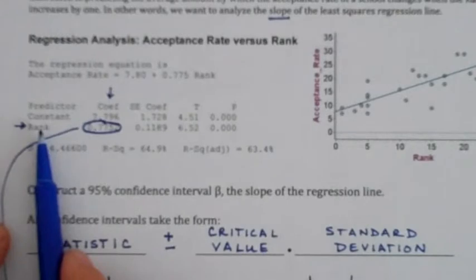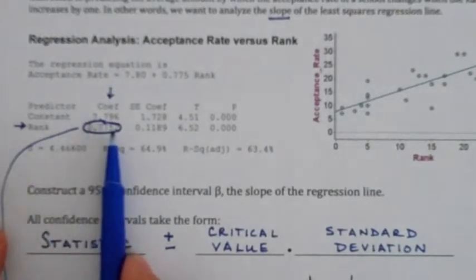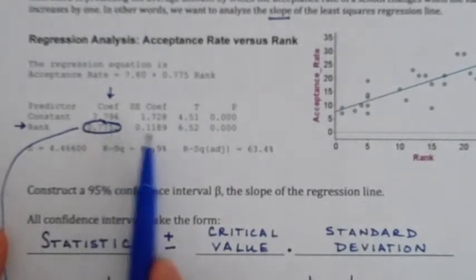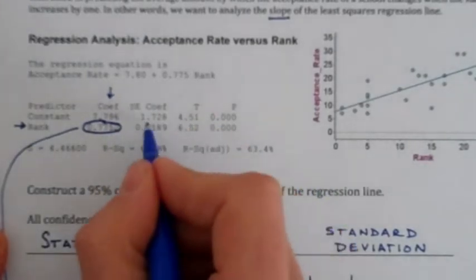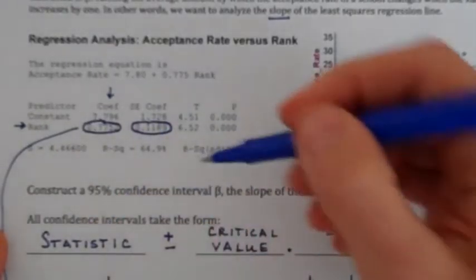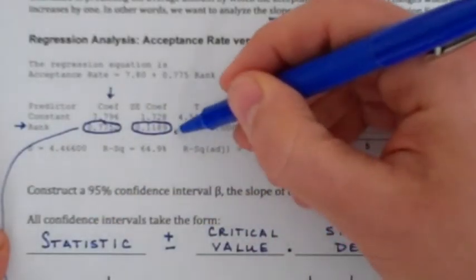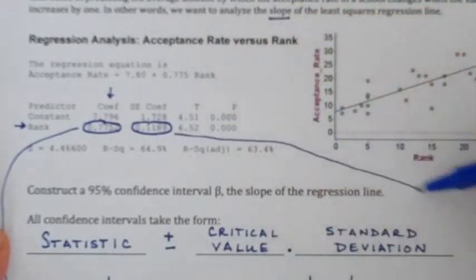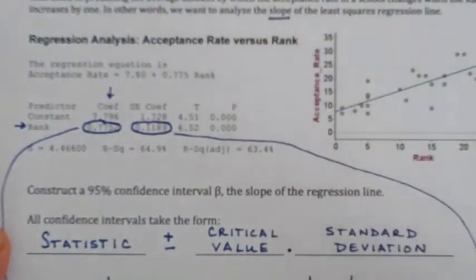You can see that we're interested in rank. The first value gives us the predicted value of the slope. The second value here gives us the standard error of that slope. So we want to take this number, 0.1189, bring that around and use that as our standard error.